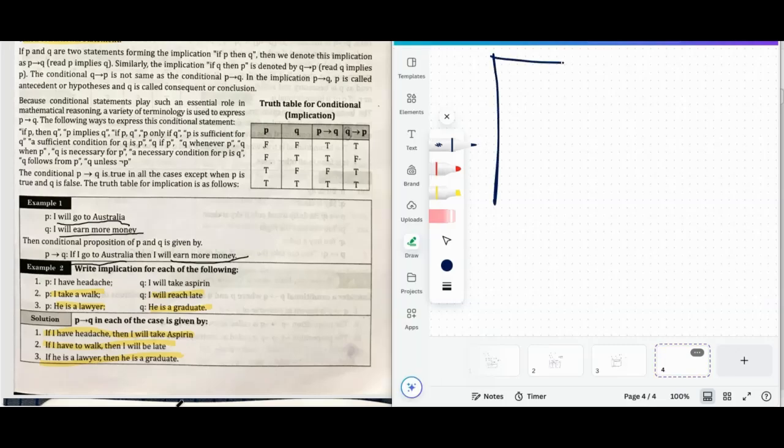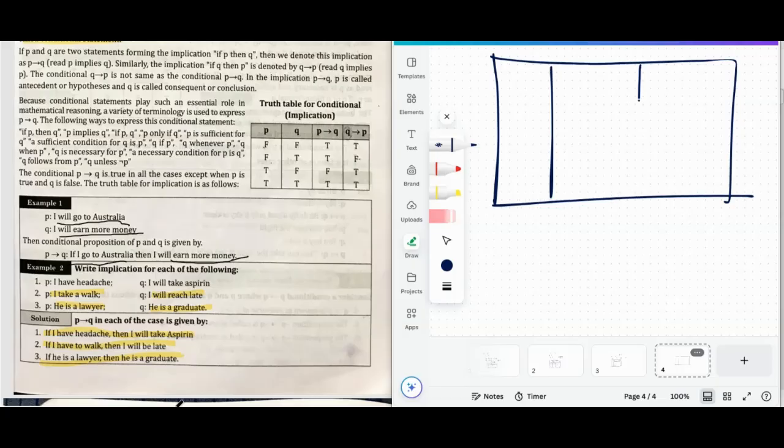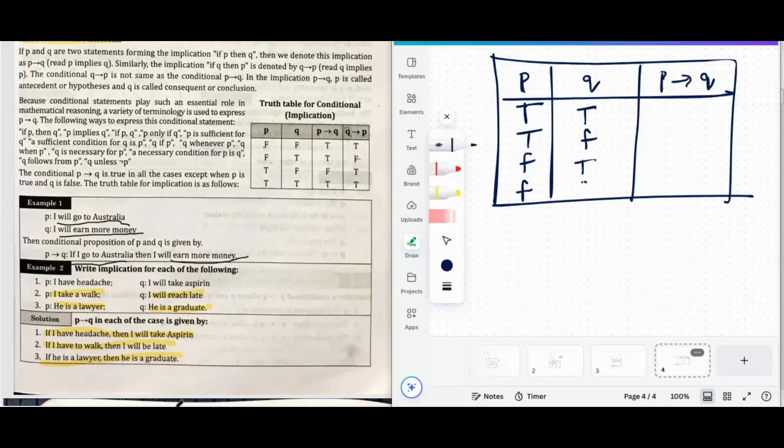Then here you have the table for this if then. How do we get the truth table? The truth table for if then will be: P and Q, P implies Q. P is T, T, F, F and Q is T, F, T, F.